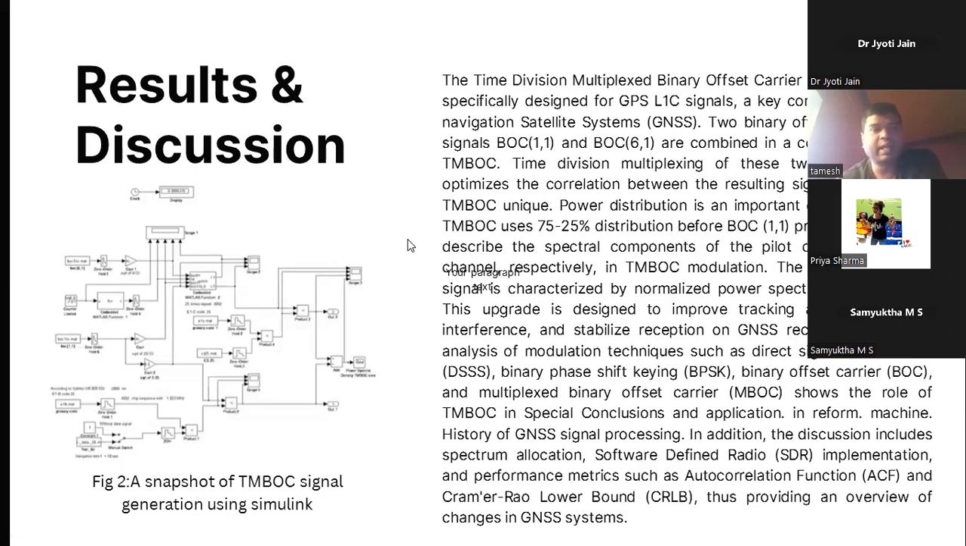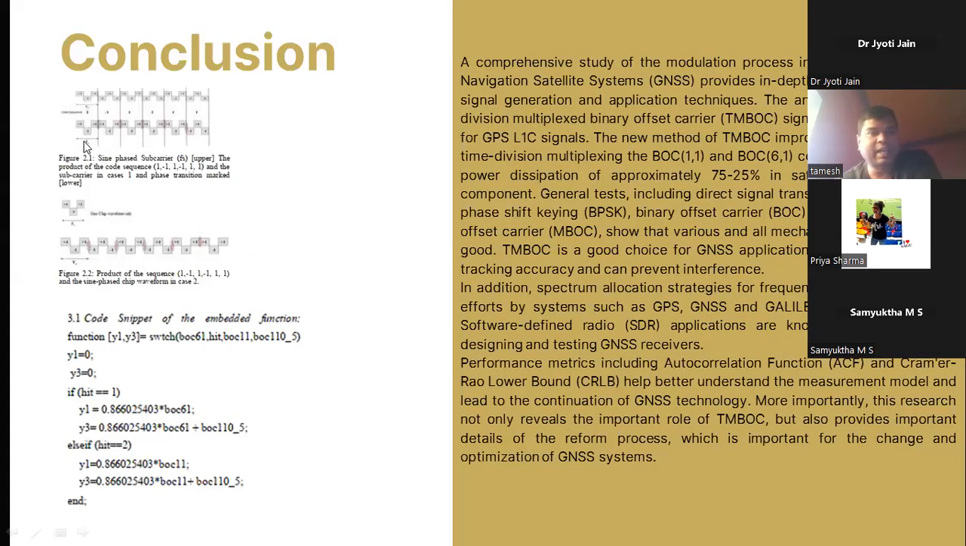So here the left hand side is the snapshot of the TMBOC signal, where the BOC signal is worked on and the binary offset signal is added. But for the switching mechanism, I actually changed it by adding a constant. Okay, so here these are the data, these are the binary offset carrier modulation.